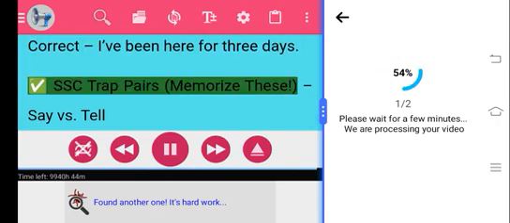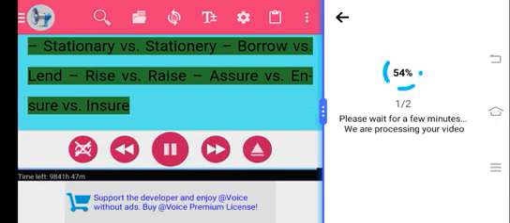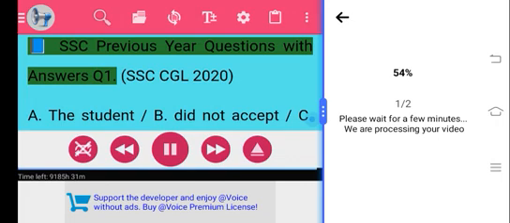Checkmark. SSC trap pairs, memorize these. Say versus tell. Stationary versus stationery. Borrow versus lend. Rise versus raise. Ensure versus insure.